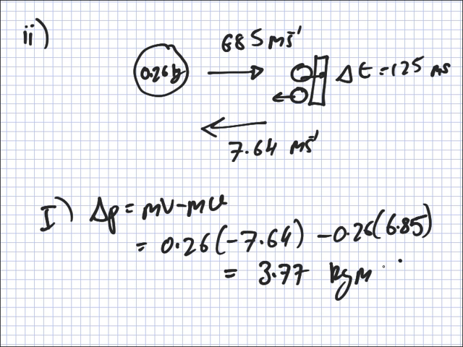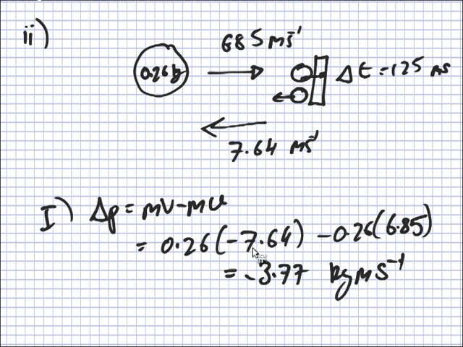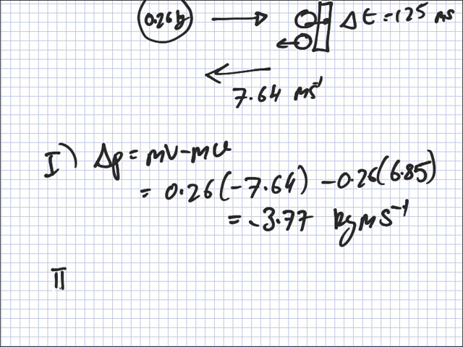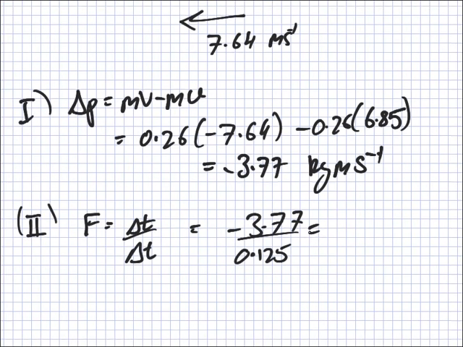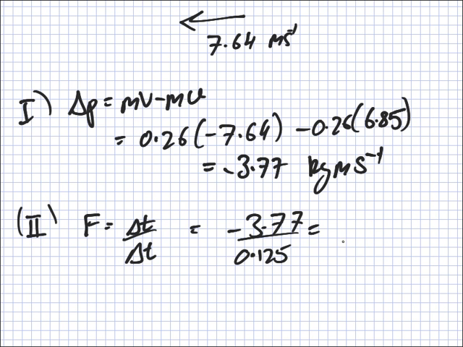Kilogram meters per second. Negative. Part 2: what is the force? Force is delta P over delta T. So that is minus 3.77 over 0.125. So that's about 26 newtons or something. Oh, what's it? Minus 30.2 newtons.